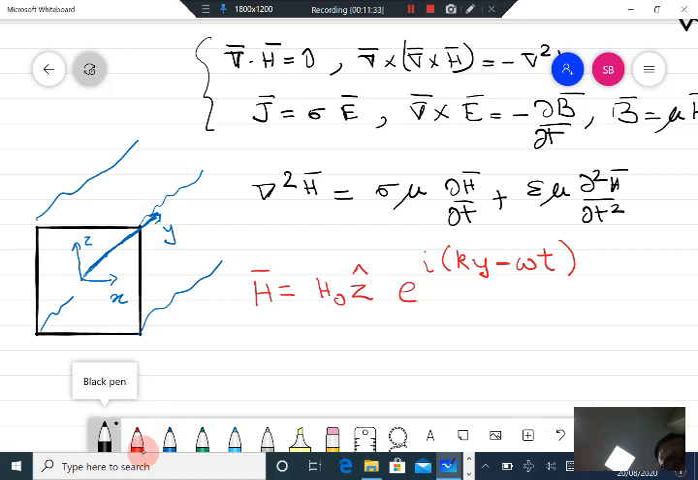So basically what you have is a wave which is propagating in the y direction and which is falling on this surface. Okay, so this has an amplitude H naught, it is polarized in the z direction, and it is falling on this metal which has a conductivity sigma. Now once it falls on the metal, how will it behave?